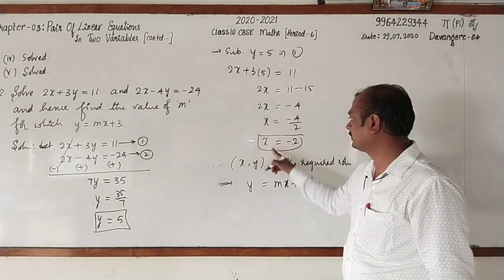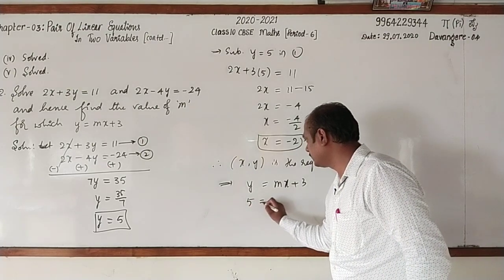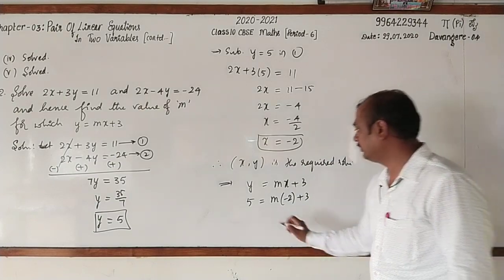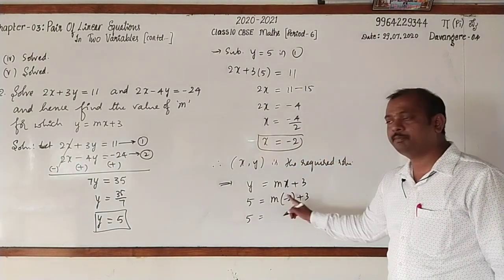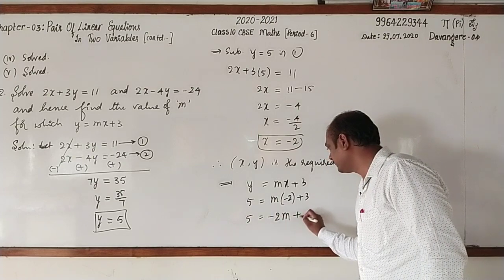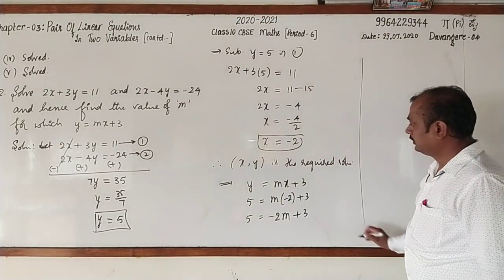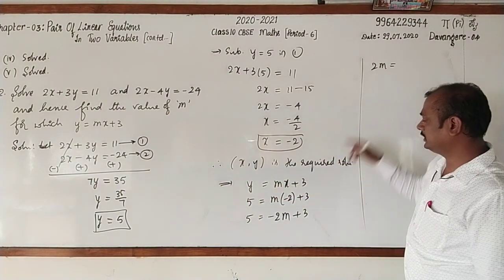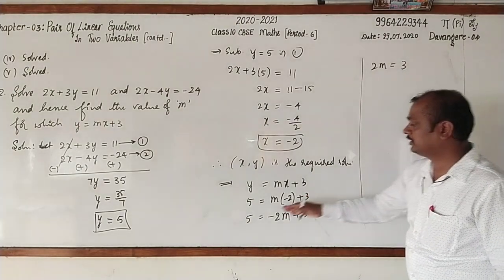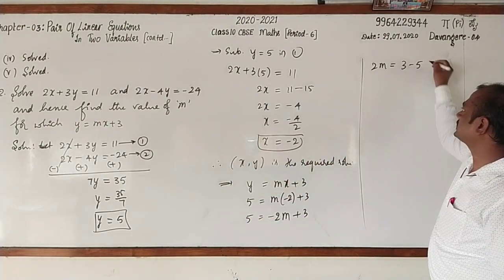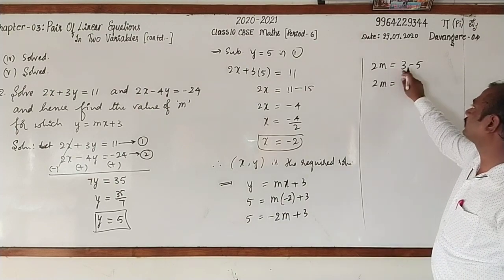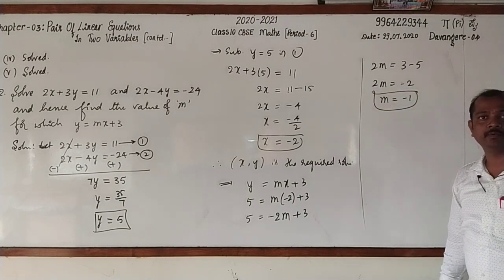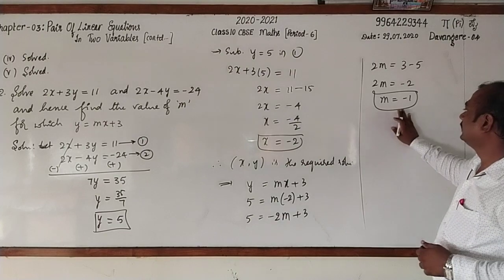Substitute y and x values. Y is 5 equal to m into x is minus 2 plus 3. Then 5 is equal to m into minus 2 is minus 2m. Then plus 3. Next, transfer minus 2m to the left hand side becomes plus 2m is equal to 3 as it is. 5 to the right hand side becomes minus 5. It is 2m is equal to, what is 3 minus 5? Minus 2. M is equal to minus 1. Hope that you have understood. Yes.